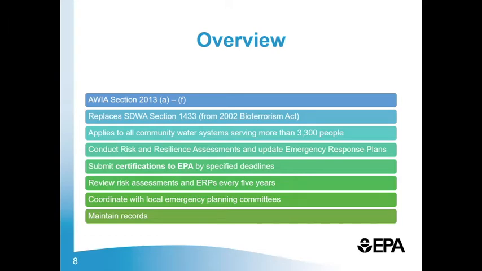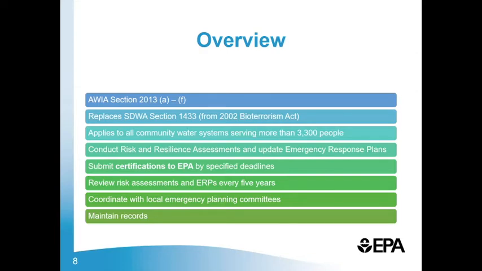You might remember this more as the 2002 Bioterrorism Act, which required community water systems to conduct a vulnerability assessment at the time. So now the vulnerability assessment has been replaced with the risk and resilience assessment, and the emergency response plan is now also required as well. And so utilities, once they complete these requirements, conducting the risk and resilience assessment and then updating the emergency response plan, must now certify to EPA by specified deadlines that they've completed these actions.